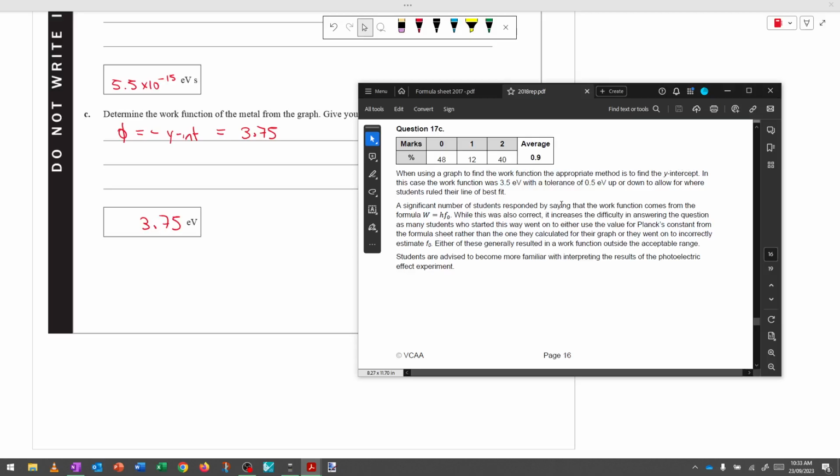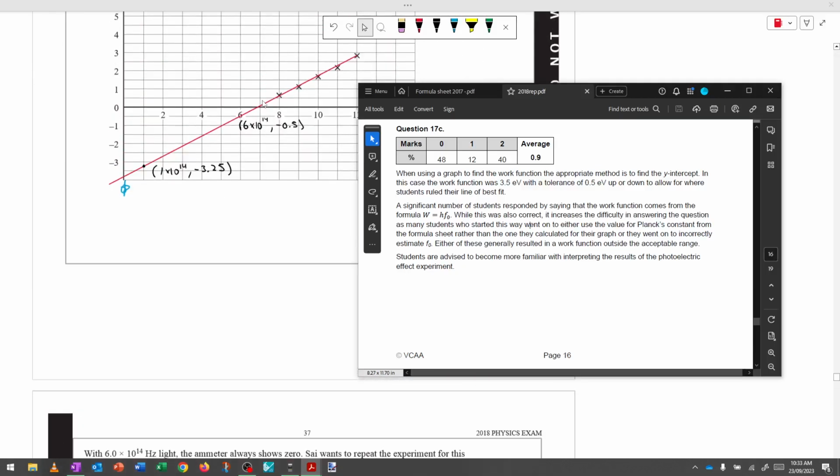A significant number of students responded by saying that the work function comes from this formula. No, the work function doesn't come from that formula. The work function is just a value that depends on the material you're using, but it is true that the work function and threshold frequency are related using that formula. But then you still need to tell me what the threshold frequency is, so you're sort of double handling a little bit there. If you've got your line of best fit, this tells you the work function straight away.